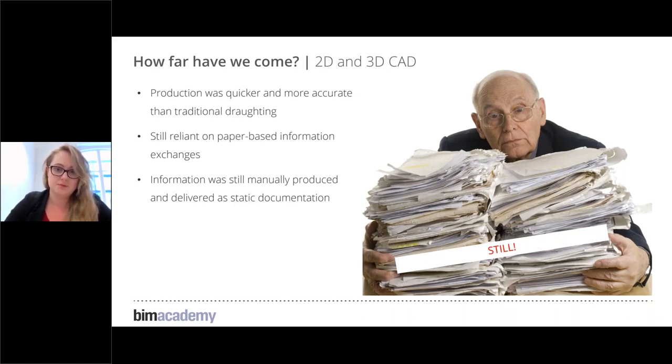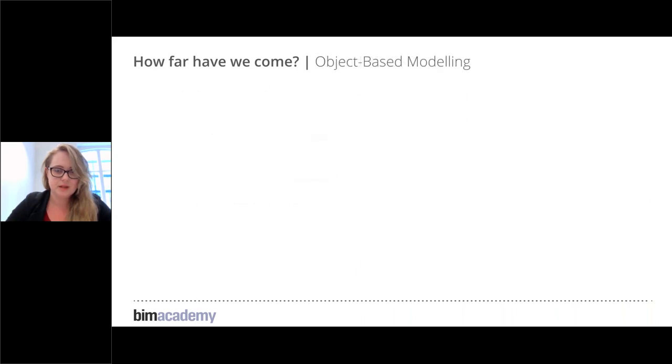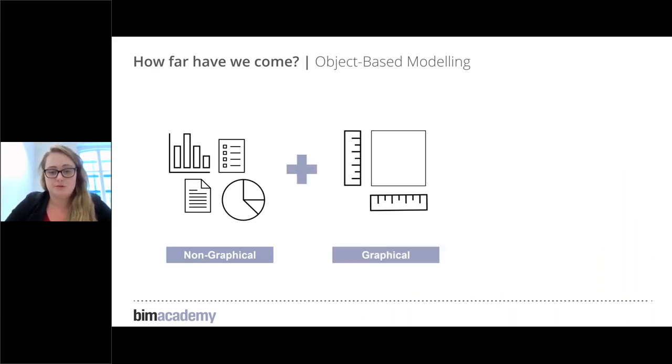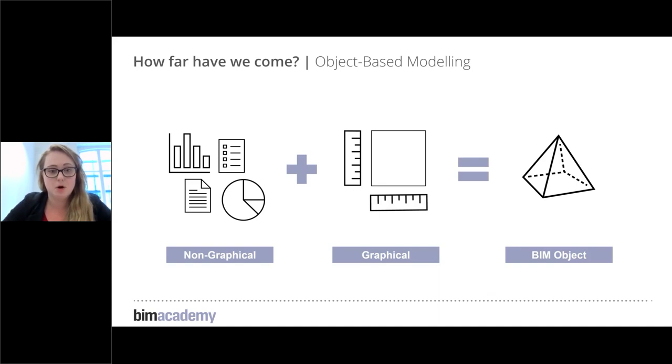The benefits, of course, was that production was quicker and it was more accurate. We reduced the human error, but we were still dealing with the management of information being, let's say, ineffective. So we introduced ourselves to object-based modeling. What this means is we are tying the non-graphical to the graphical to create what's called a BIM object. And we're starting to play with what's called parametric modeling.